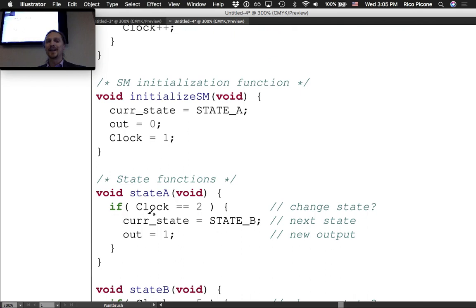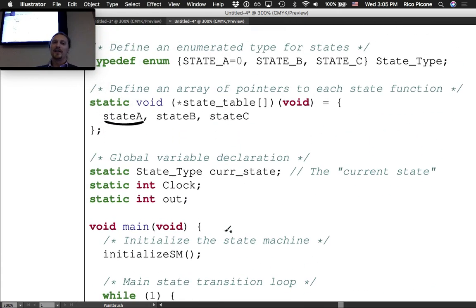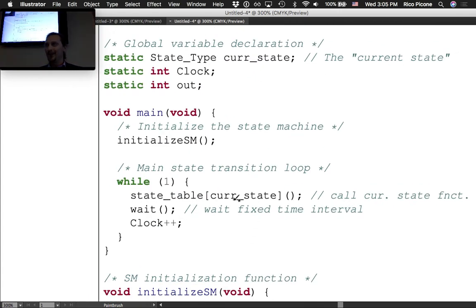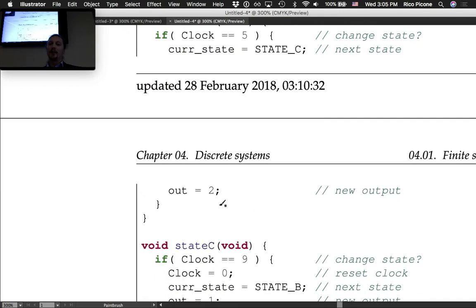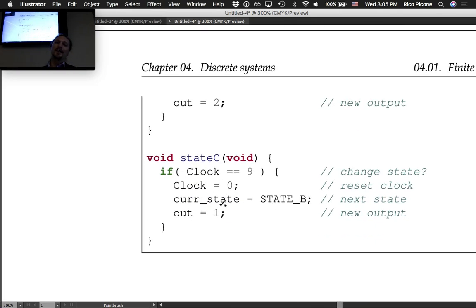And then we can finally do something in state A, which is to change the current state to state B, and then set the output to 1. When we return, we'll be in state B, so instead of calling the state A function, it'll call the state B function. It's going to keep calling that one until the clock gets to 5, at which point we set the current state to state C, output 2, and return. Then we go to the state C function, go around until the clock gets to 9, and then set the clock to 0, set the current state to B, and set the output to 1. Don't run this, by the way. It'll just run forever.